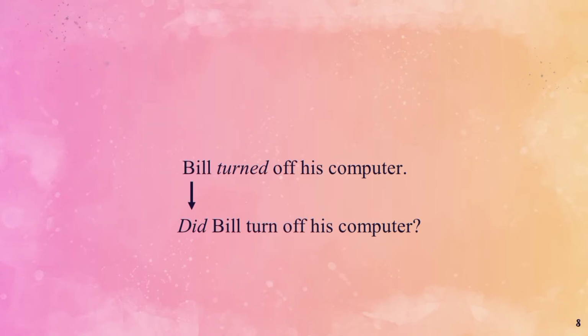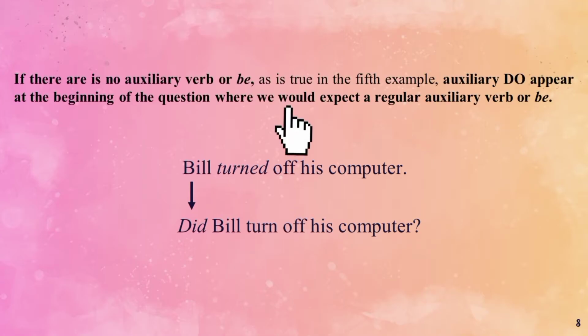Great, if you have said that the process is like this: if there is no auxiliary verb or be verb, the auxiliary do appears at the beginning of the question where we would expect a regular auxiliary verb or be. So in here, of course, since the original statement is in the past tense, because as we can see, turned, we will not use the word do. Instead we will use the word did.